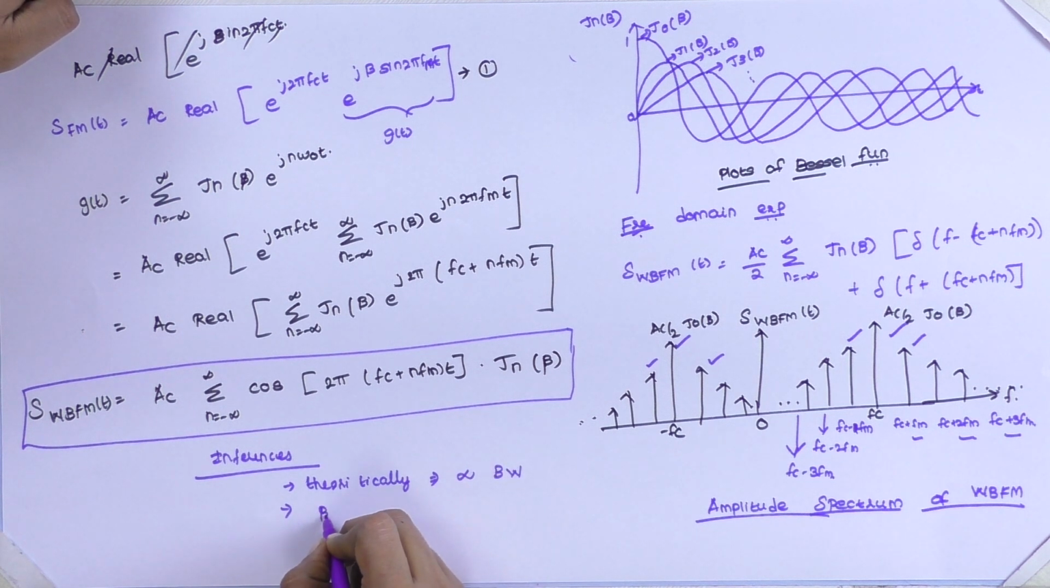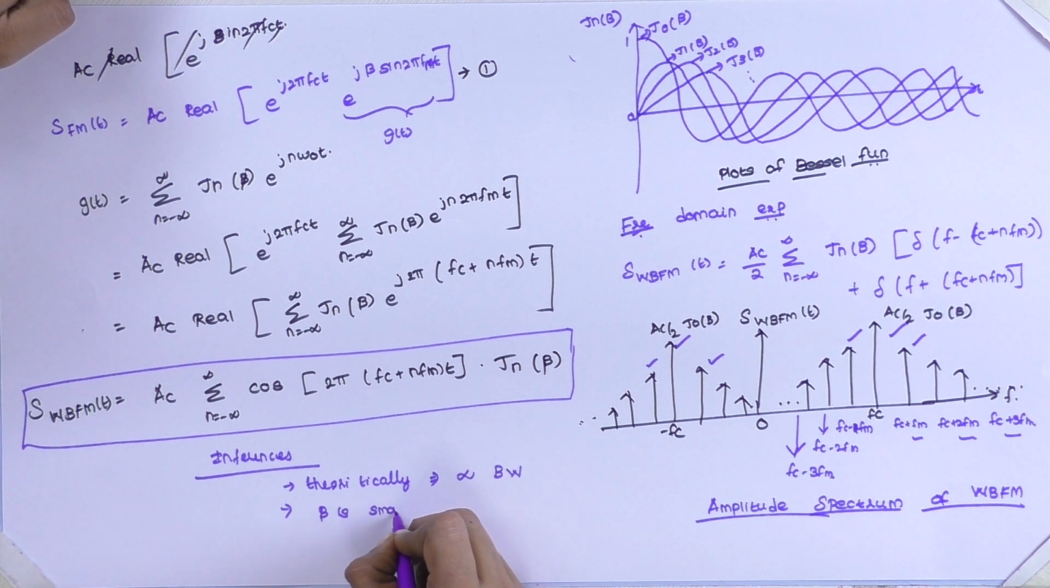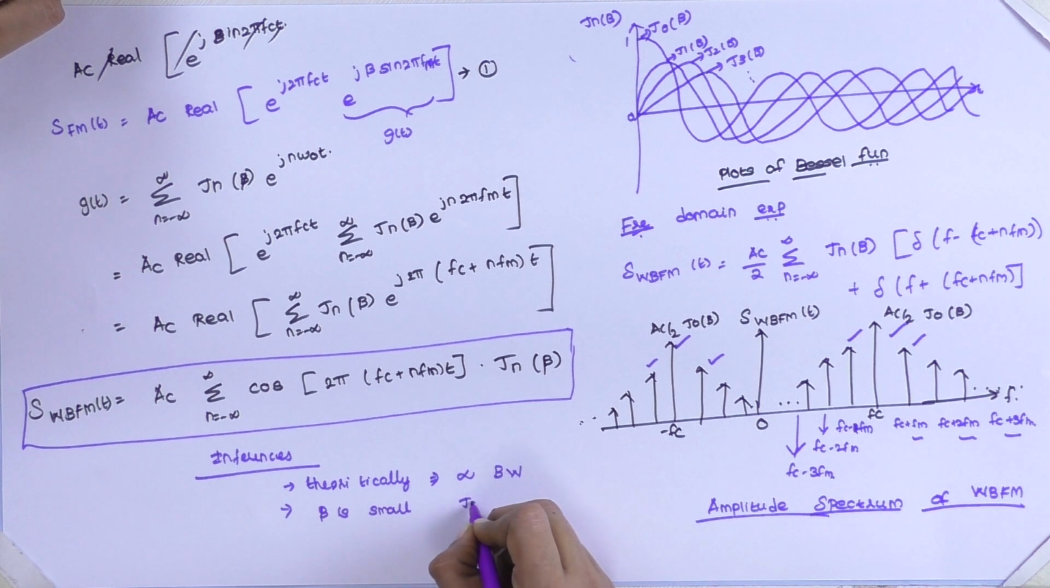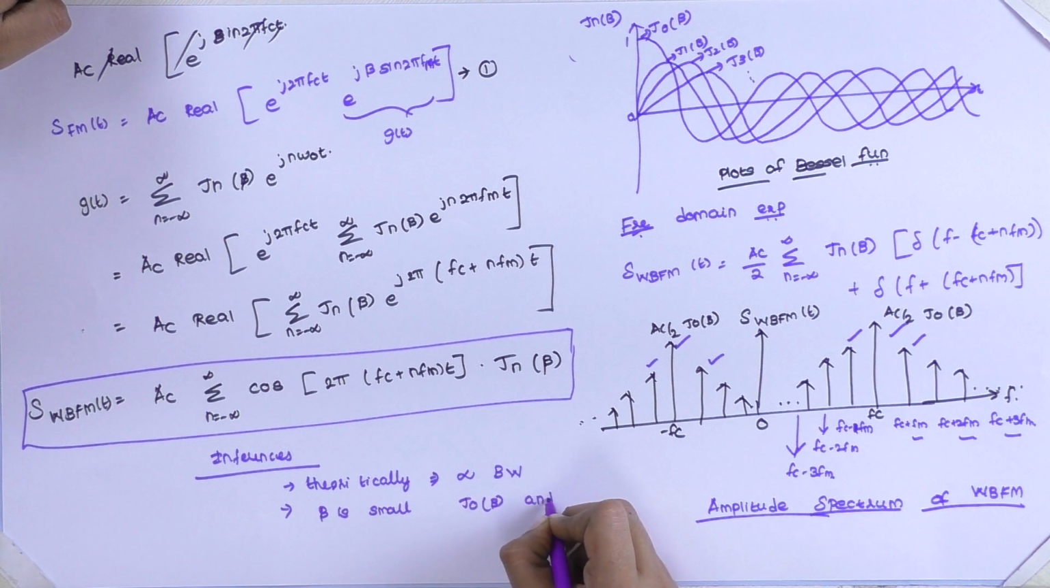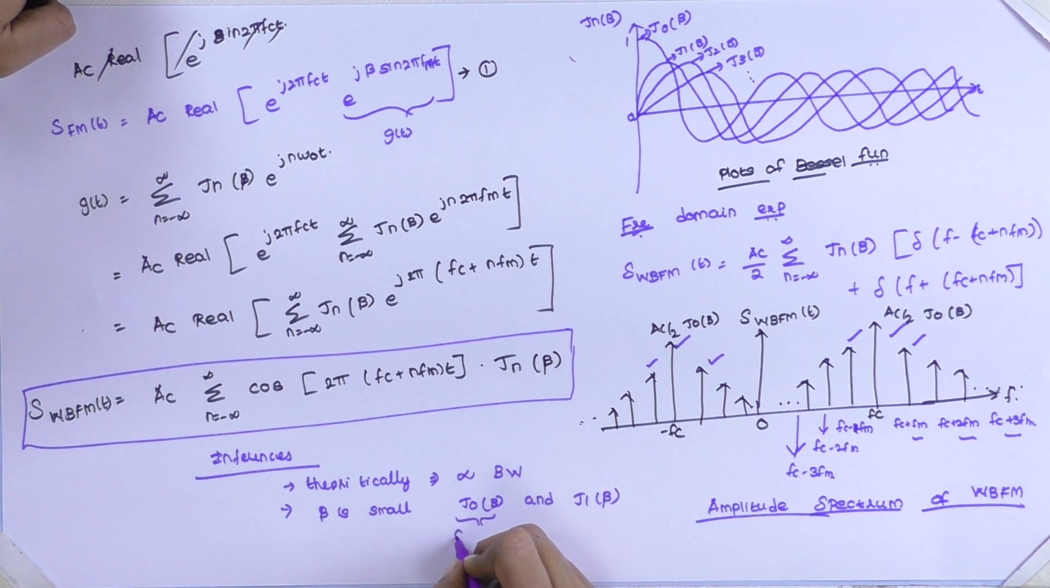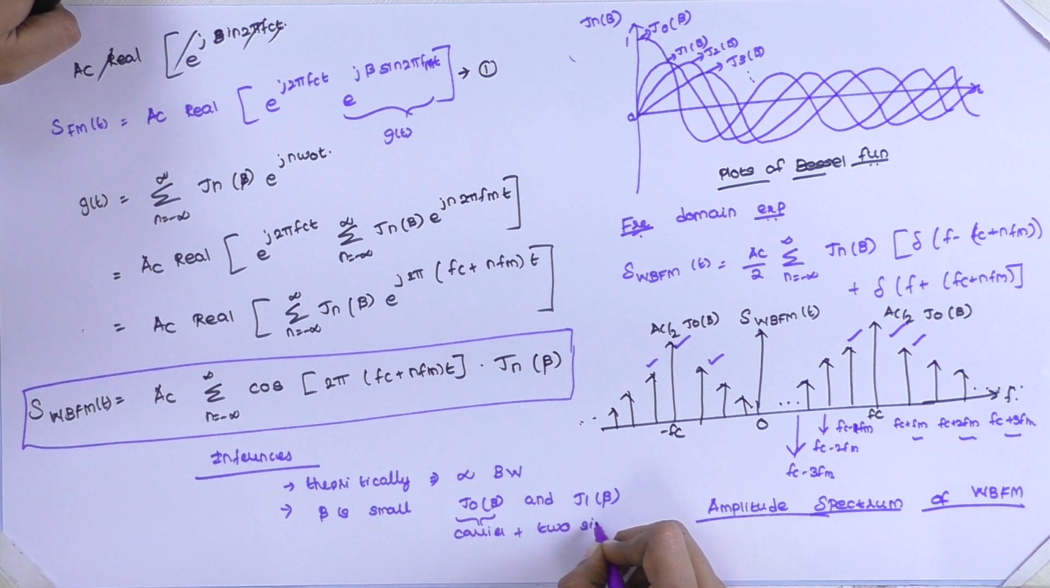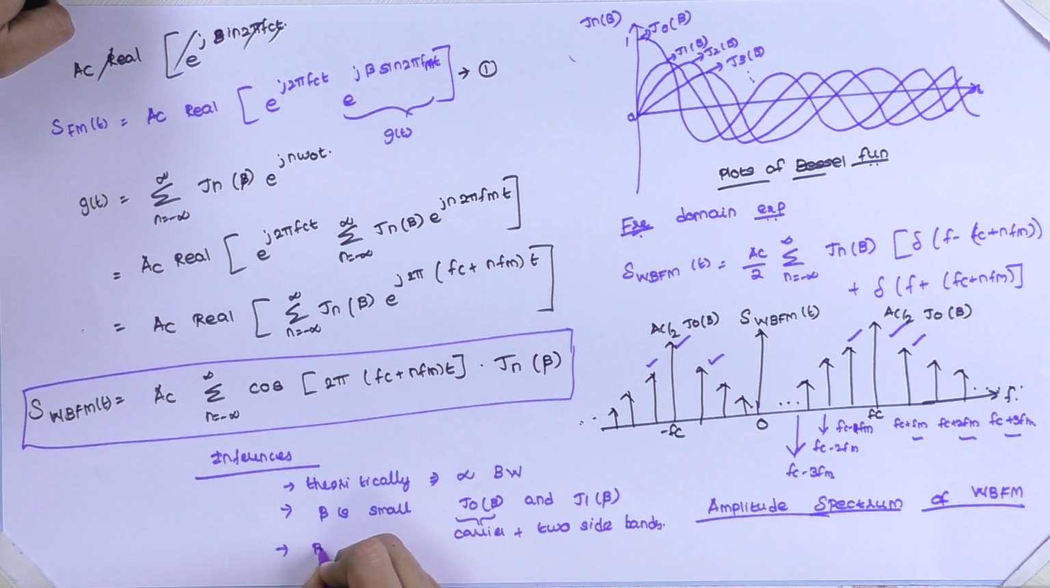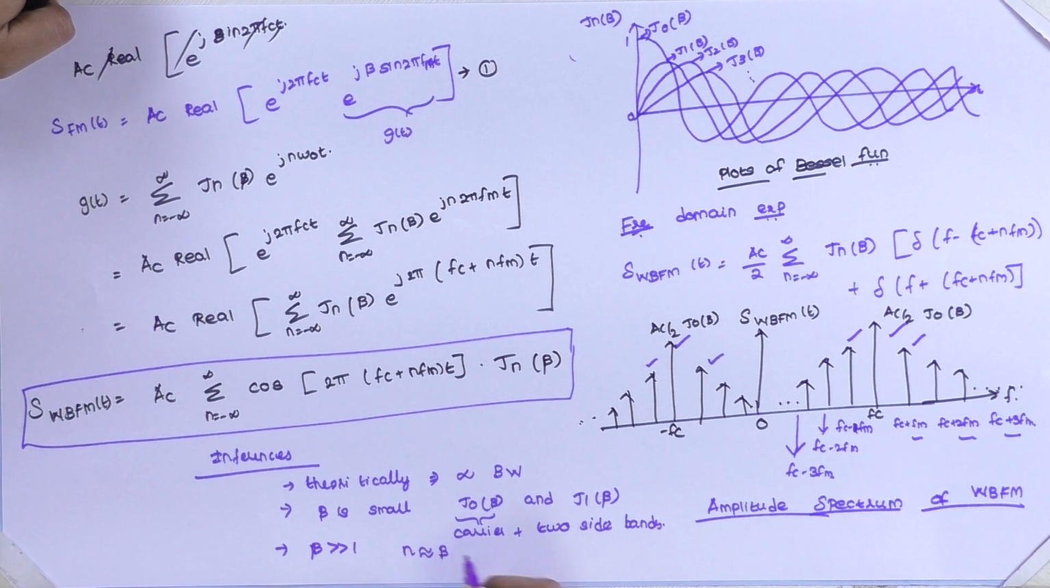And when beta is small, we have values for J0 of beta and J1 of beta. That is, we have only the carrier plus two sidebands. When beta is small, it looks like a narrowband frequency modulated wave. When beta is greater than 1, till which value will it be significant? Till this n value is approximately equal to beta, the amplitude values will be significant.